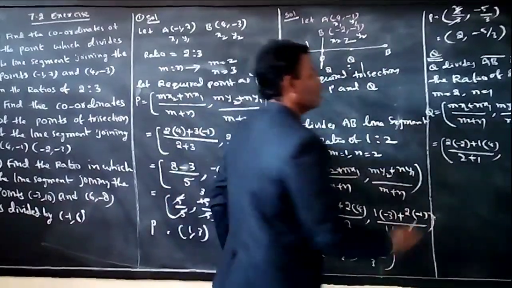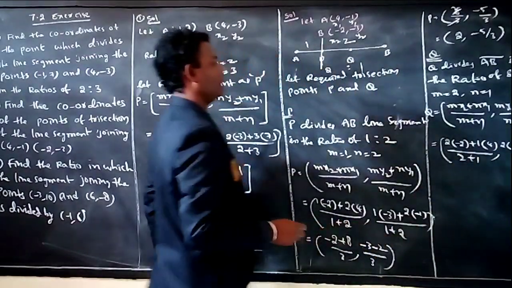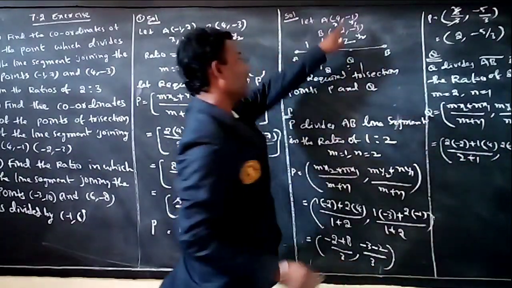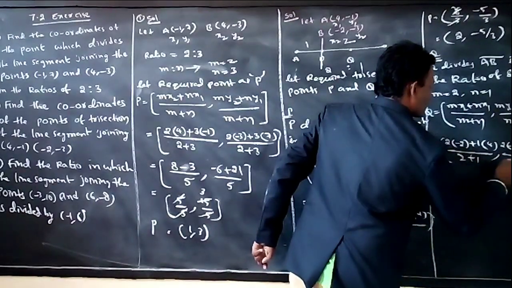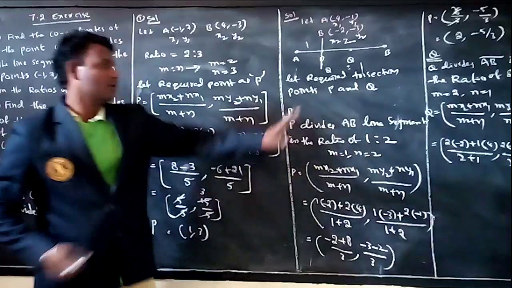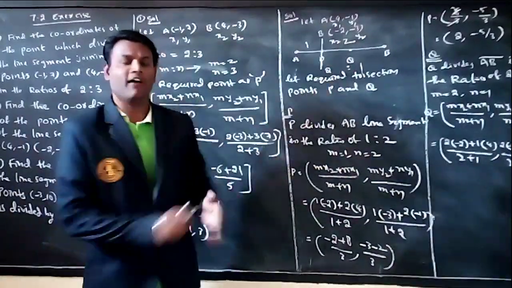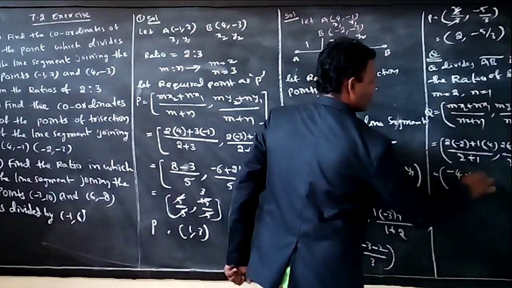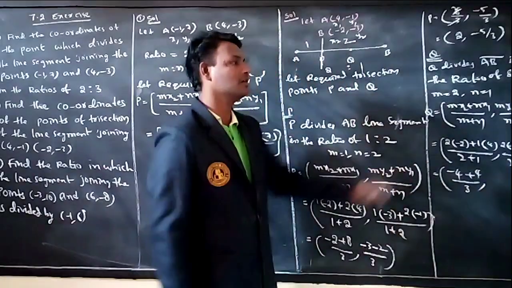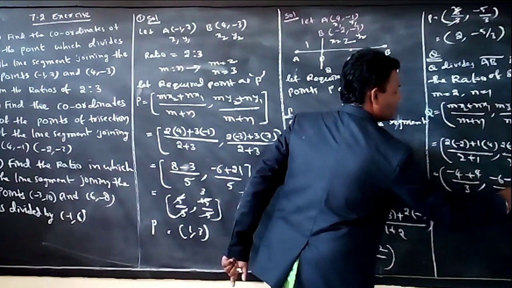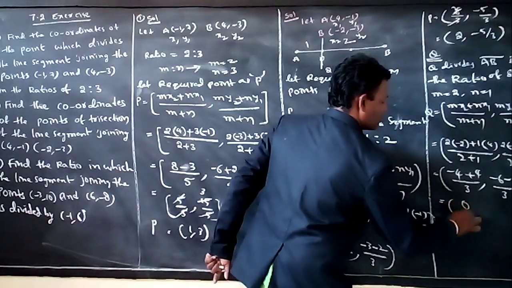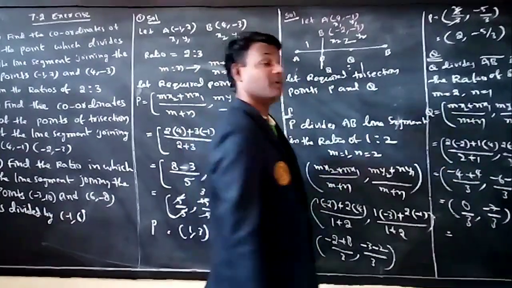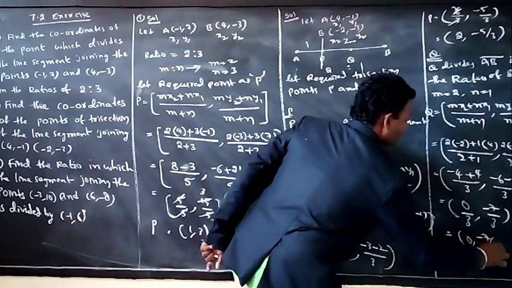Same. M means 2 into y2 means minus 3, plus 1 into y1 means minus 1, by 2 plus 1. So I applied the values. Then after multiplying, 2 2s are 4 plus 4 1s are 4, by 3. Next, 2 3s are 6 minus 1 by 3. So the final answer is 0 by 3 comma minus 7 by 3. 0 by 3 is nothing but 0. So the answer is 0 comma minus 7 by 3.